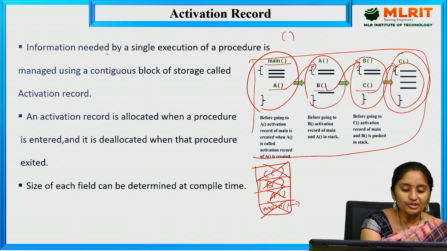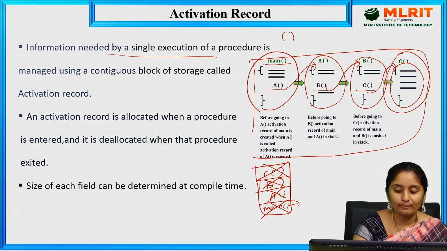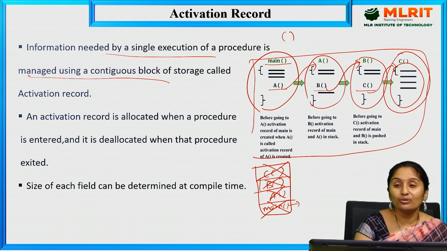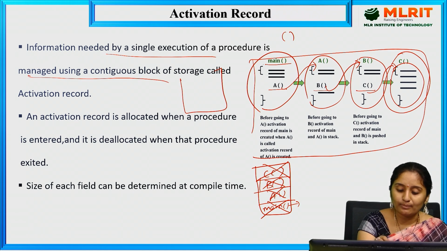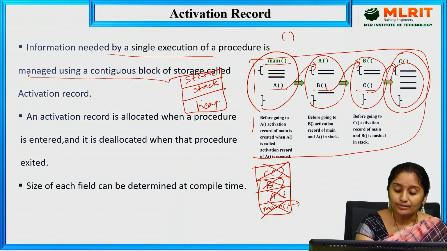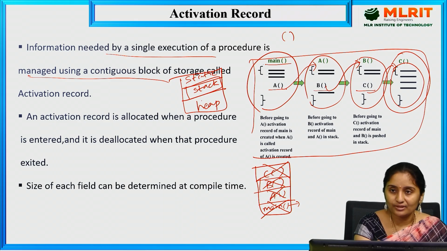Information needed by a single execution of a procedure is managed using a contiguous block of memory. So what does it mean? This is my memory, the storage memory allocation. I have static, then the stack, and then the heap. In the stack memory allocation, the procedure calls are created, that is, the activation record is created.